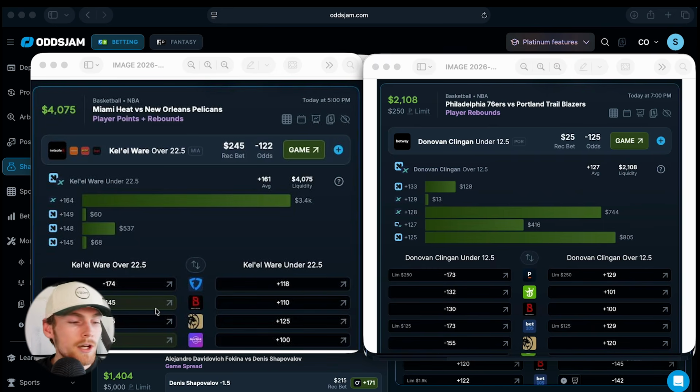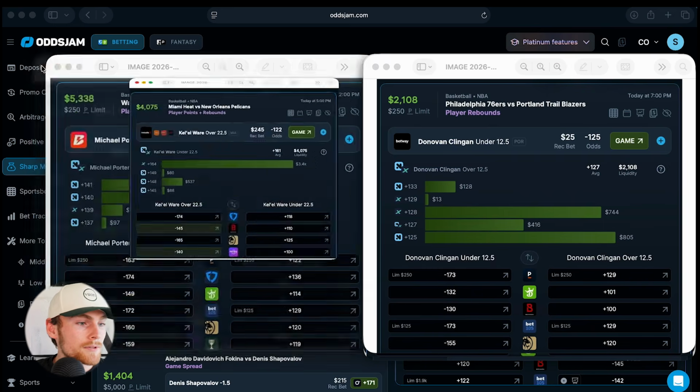Now, ideally, you always want to take this on one of the recommended books, but a lot of times you may not have access to that sportsbook that has the optimal price for this play. So this is a good system of checks and balances that I like to use to still justify taking a play even if I'm not getting the ideal sportsbook to take this on. Let's go through some more examples.